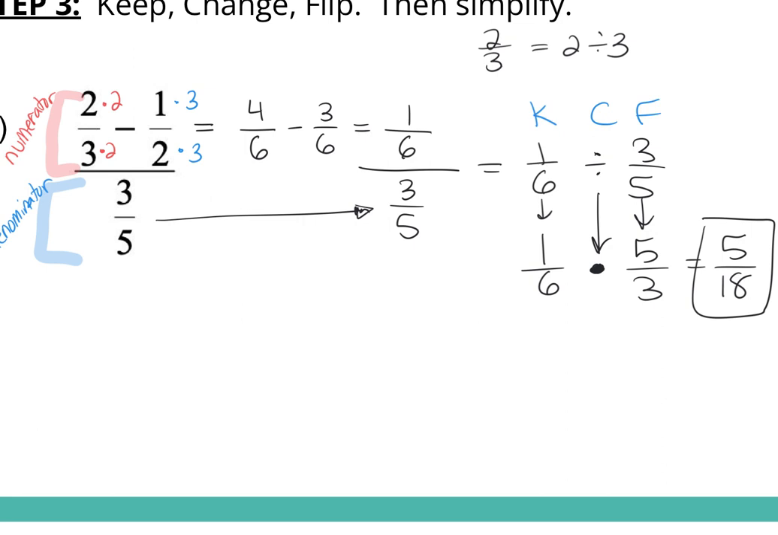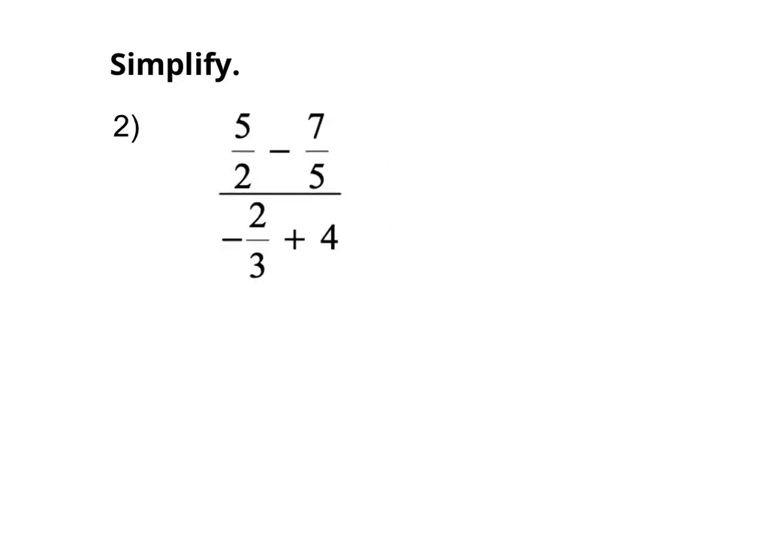Here's our next one. 5/2 minus 7 over 5, all over negative 2/3 plus 4. So write that out.